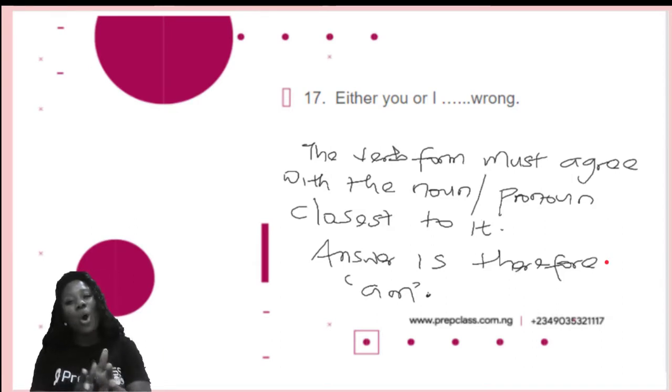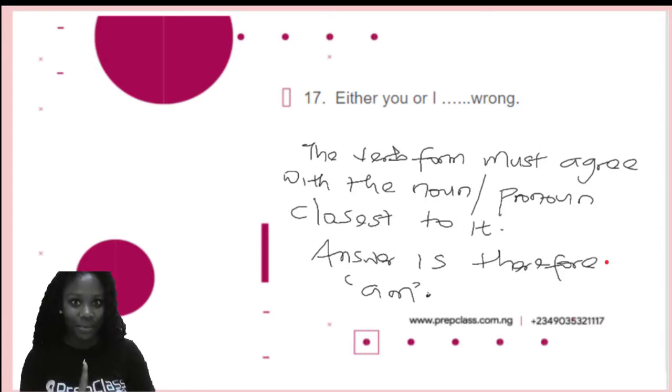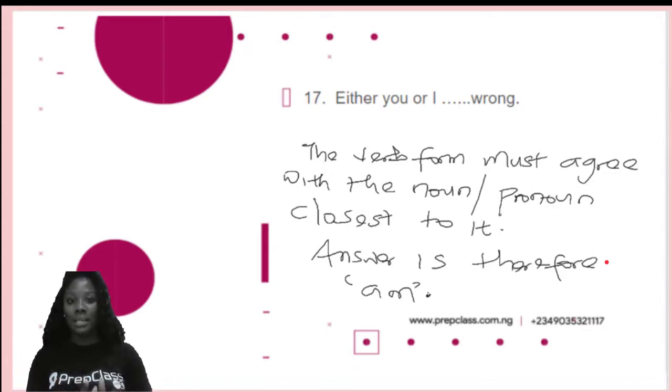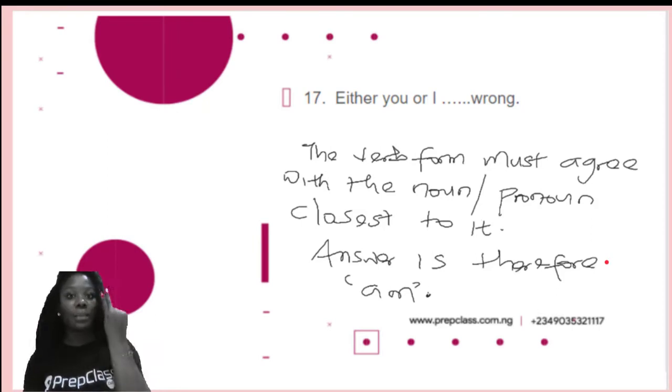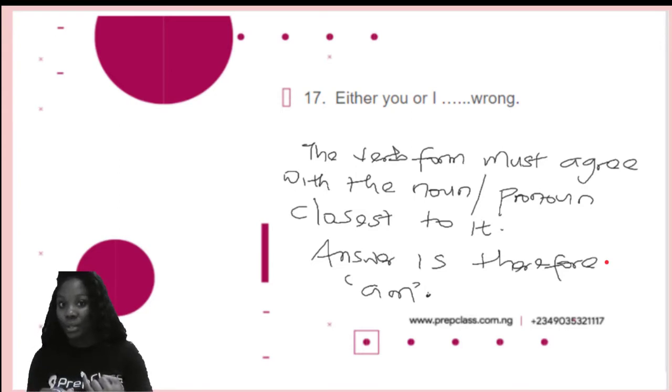Now here we have sort of a Concord kind of thing, because to arrive at the correct answer, we have to know that the verb form must agree with the noun or pronoun closest to it. We have two pronouns here, you or I, but they are not both the factors that determine which verb or word will fit into the gap. The one that actually determines the word that will fit into the gap is the closest noun or pronoun to the dash.